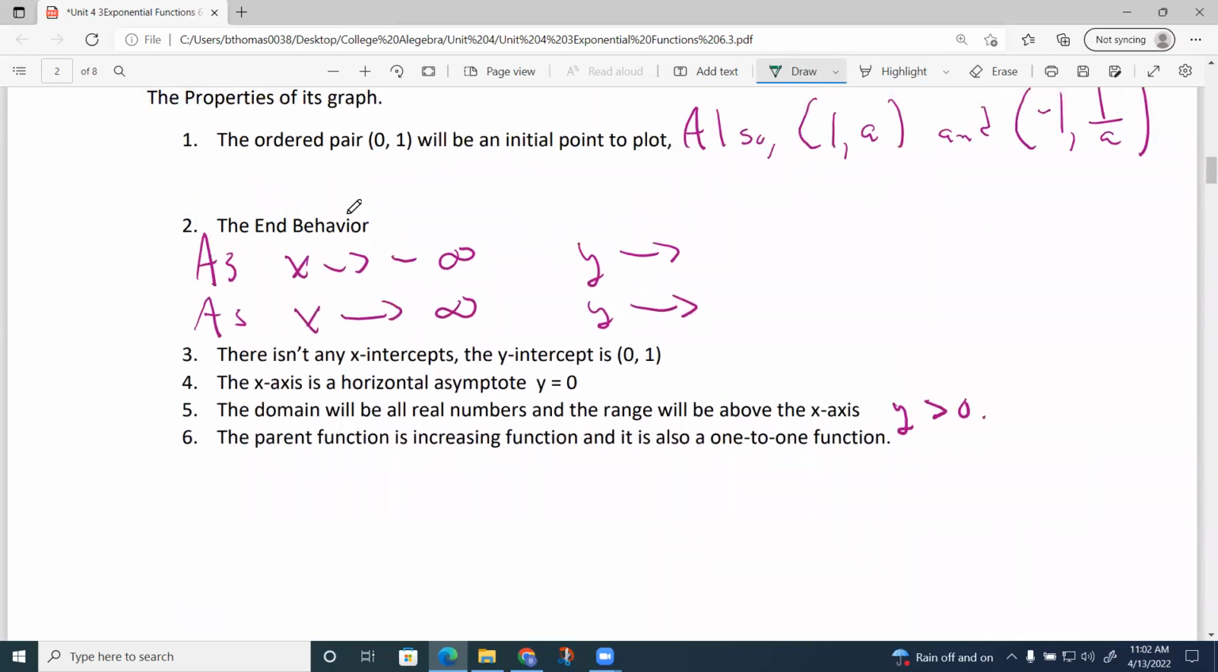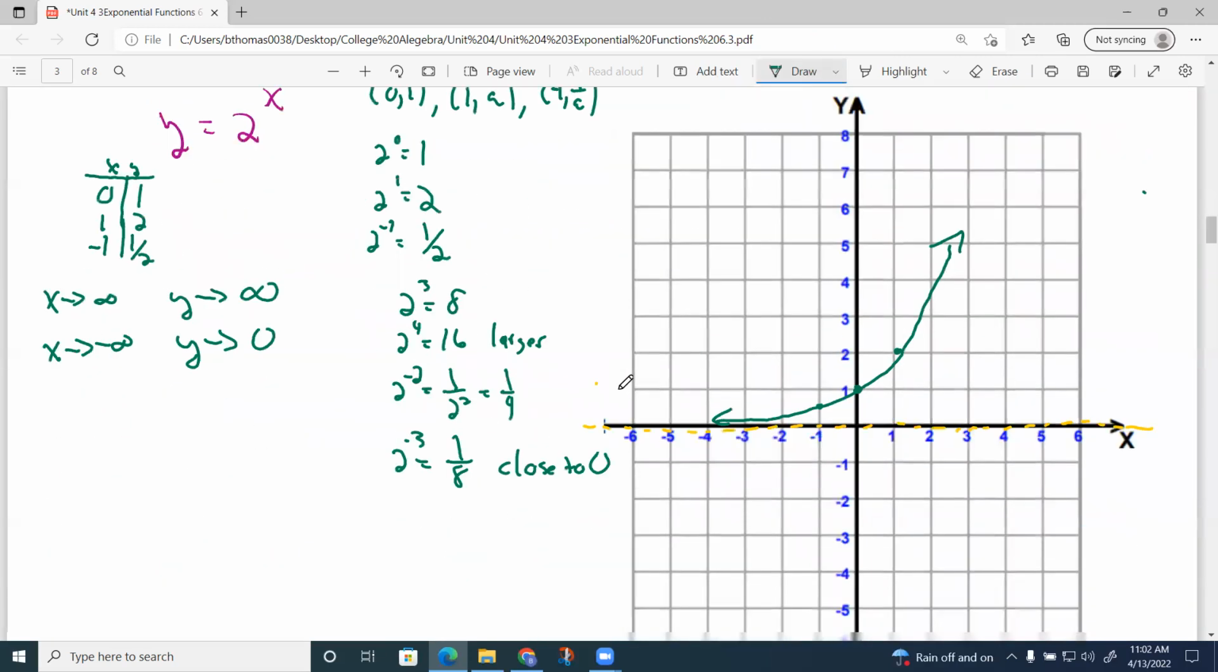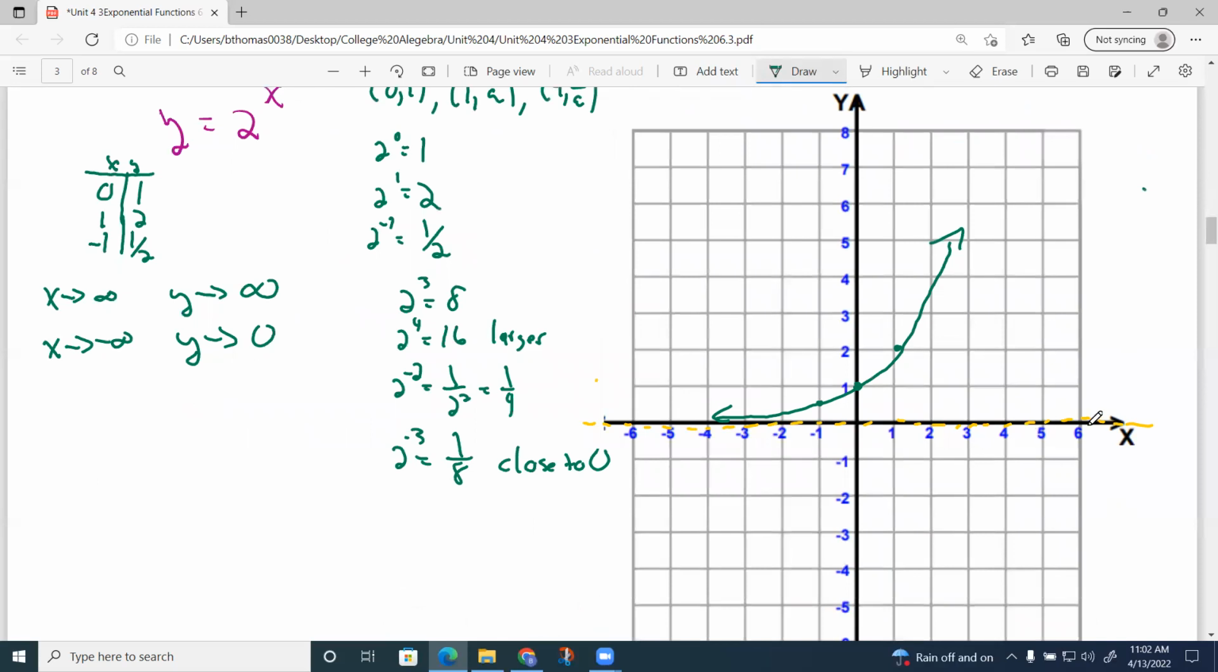So some things to pick up on in our properties again is, as I said, the end behavior. As x approaches negative infinity, the y values are getting closer to 0. And as x is approaching infinity, in other words, as x's are going to the right, the y values are going up. In other words, they're approaching infinity. Notice the graph, there aren't any x-intercepts, but there was a y-intercept of 0, 1. And the x-axis was the horizontal asymptote. In other words, y equals 0 would be that boundary. So if we look at the graph there, notice how the graph does not touch the x-axis, so there are not any x-intercepts. It does touch the y-axis at 1, so there is that y-intercept at 0, 1.